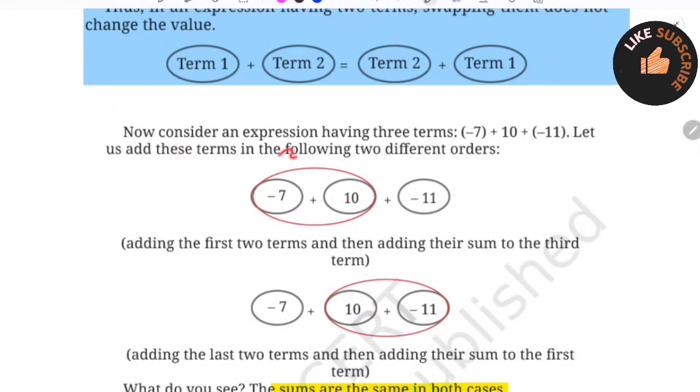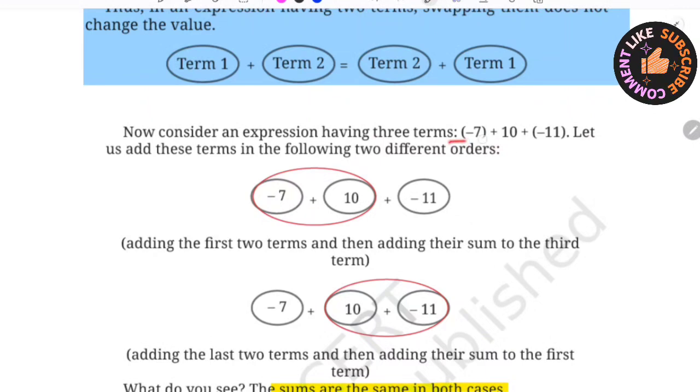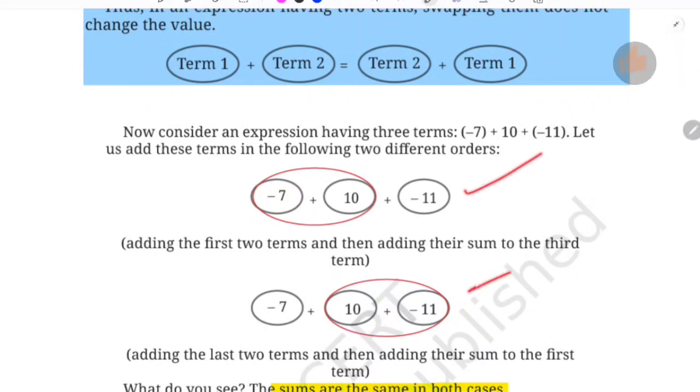Now consider an expression having three terms: minus 7 plus 10 plus of minus 11. Minus 7 plus 10 plus of minus 11. If you group minus 7 plus 10 together, followed by minus 11 separately, or if you group the other two, that is, 10 plus of minus 11 as one group and minus 7 as another term, will it change the value? No. In this case also the value does not change.